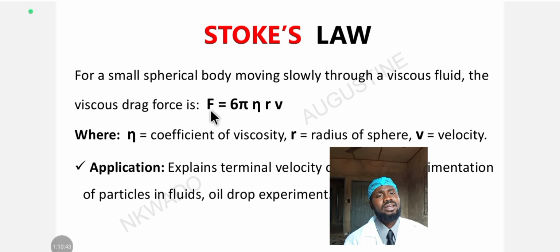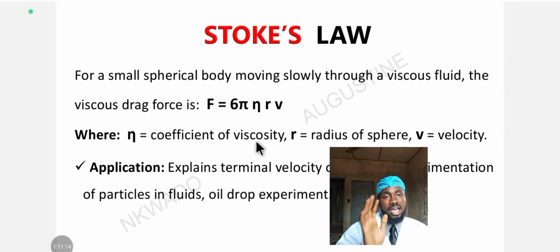drag force is F equal to 6 pi, η (the coefficient of viscosity), r, v. Okay, so let's look at this formula of Stokes' law. Where η is equal to the coefficient of viscosity, r here is equal to the radius of the sphere, v here is equal to velocity, and that is the formula. You know what pi is.